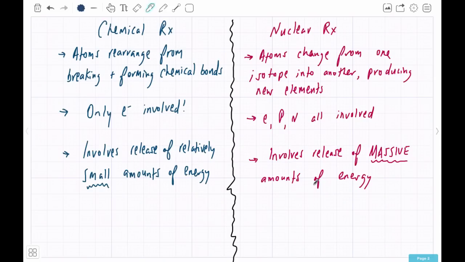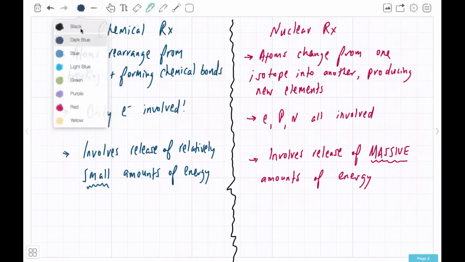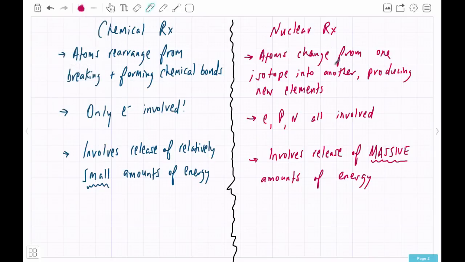Just to review where we've been before, mainly we've talked about chemical reactions for the past few chapters, as I mentioned in previous videos, where atoms generally rearrange from the breaking and forming of chemical bonds. And really only electrons are involved. And relatively speaking, it only involves a small amount of energy released from the chemical equation. However, with nuclear reactions, it's a little bit different, where atoms change from one isotope into another, producing new elements altogether. Electrons, protons, and neutrons are all involved, and this involves the release of massive amounts of energy.